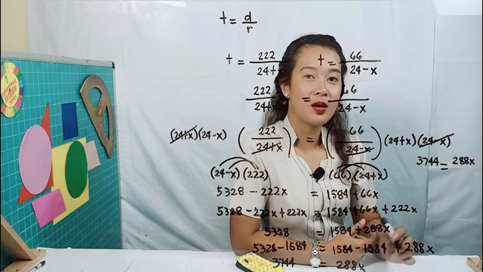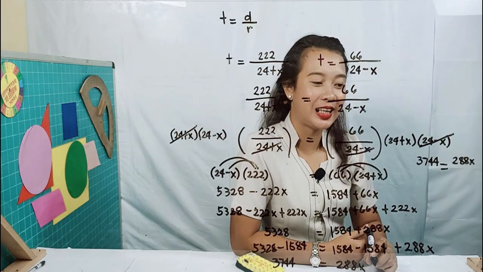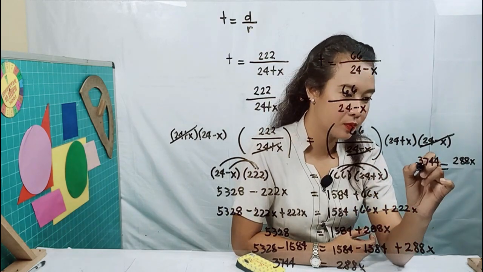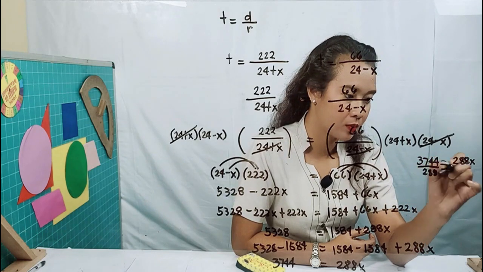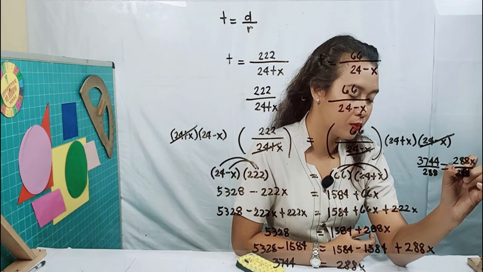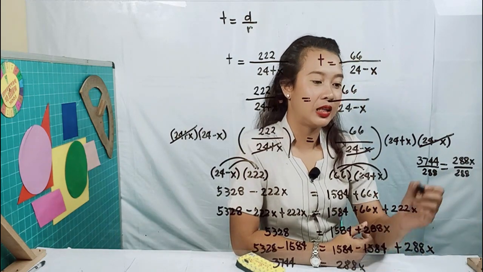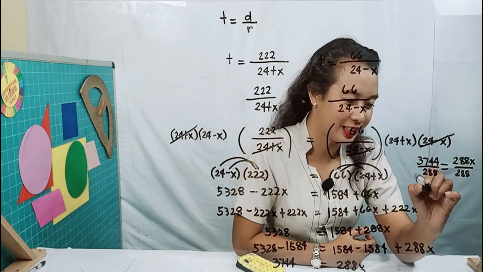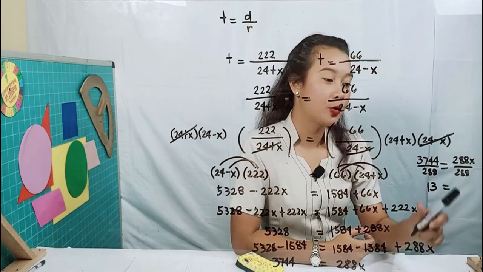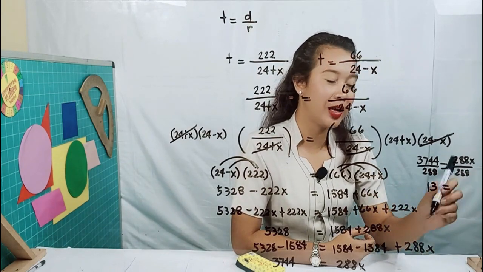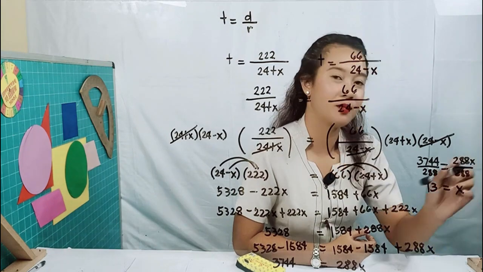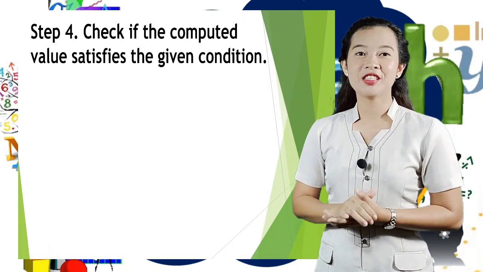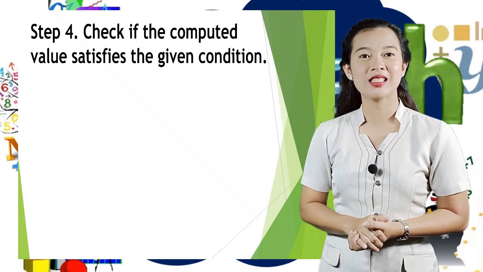Let's solve for x by applying the division property of equality. Let's divide both sides by 288. 3,744 divided by 288 is 13 equals 288x divided by 288 is x. The value of x is 13. Step 4. Check if the computed value satisfies the given condition.